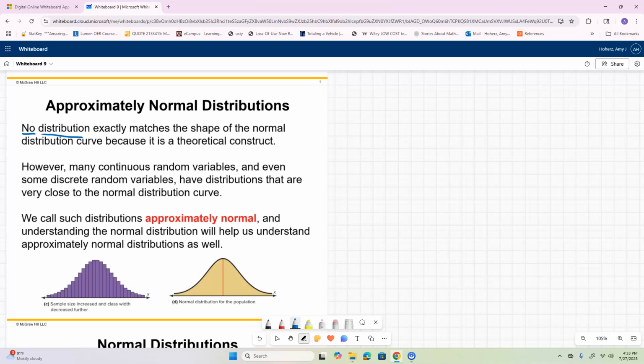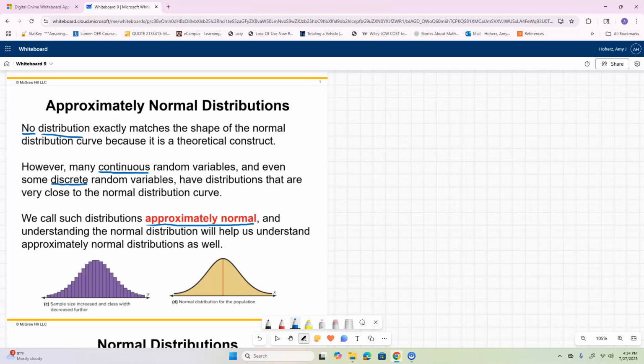However, many continuous random variables and even some discrete random variables, so again, continuous means you can have values in between whole numbers, that there's no gaps in between the variables. While the discrete random variables are like whole numbers or even numbers that are just to the half, sometimes we'll call those discrete, have distributions that are very close. So in those, we call them approximately normal.